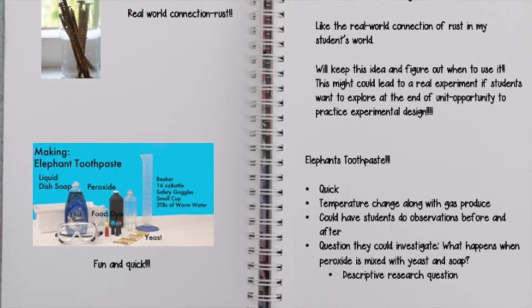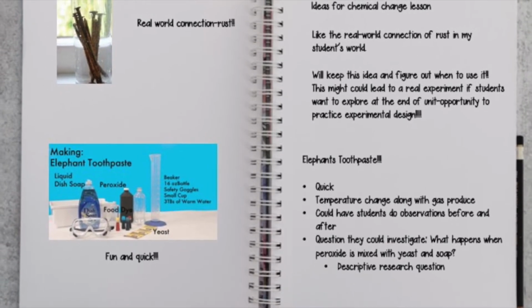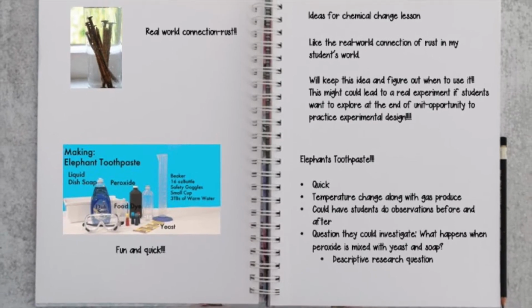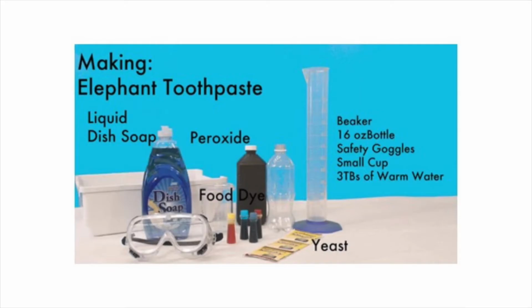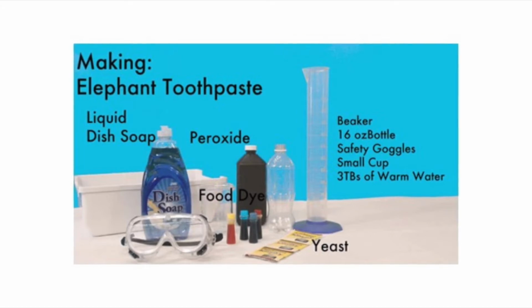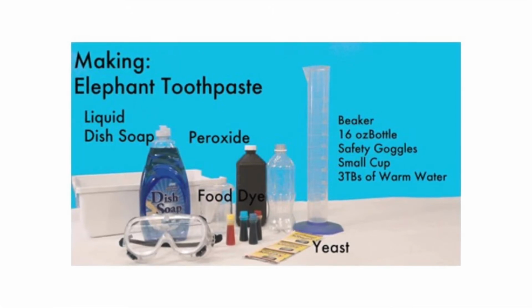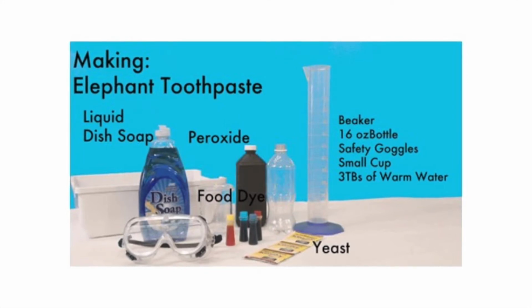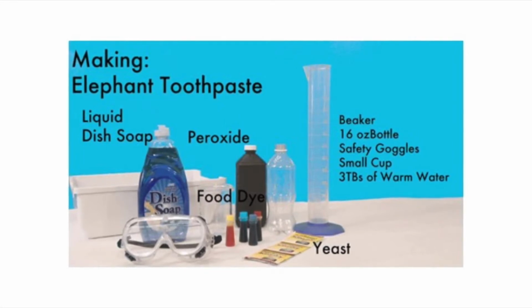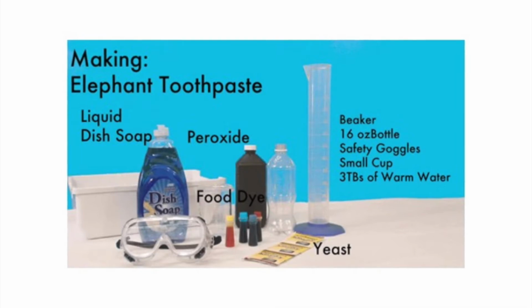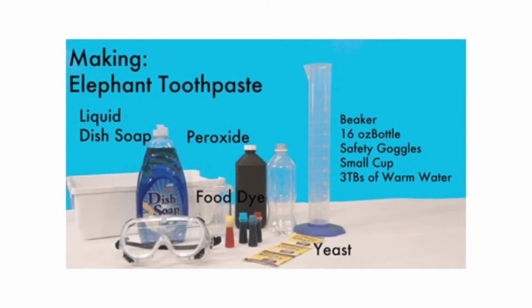So then in my notebook, I write down the idea of elephant's toothpaste. I remembered this activity, and the reason why I like it is because it's fun and it's really quick. But it also gives students a concrete example of a chemical change that's not too heavy in terms of equipment. And this stuff is fairly inexpensive. I can get peroxide at Walmart for 95 cents. Water bottles, I can just drink a bunch. I just need enough for each lab.